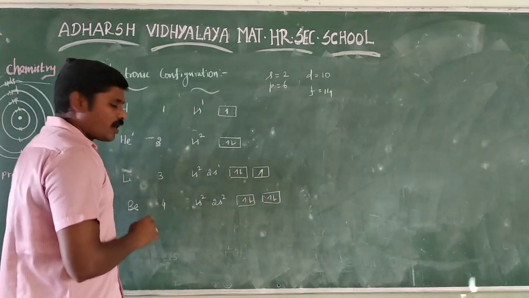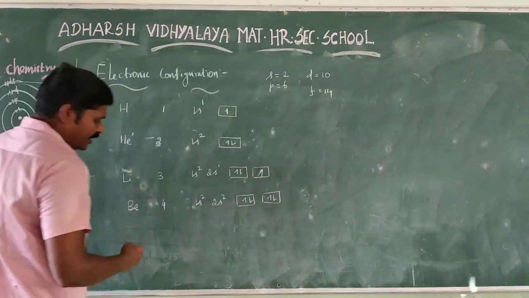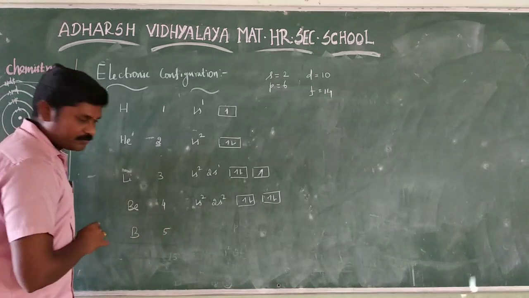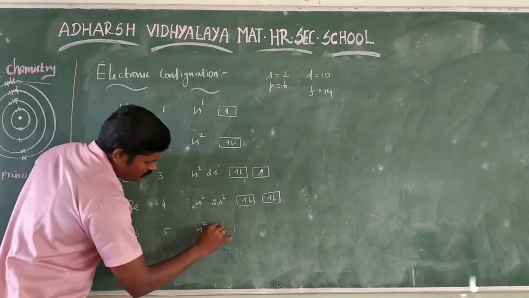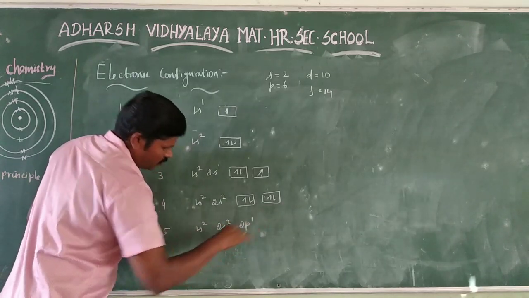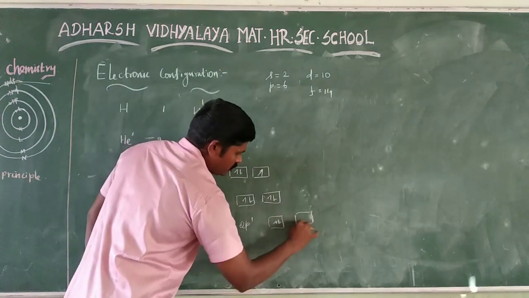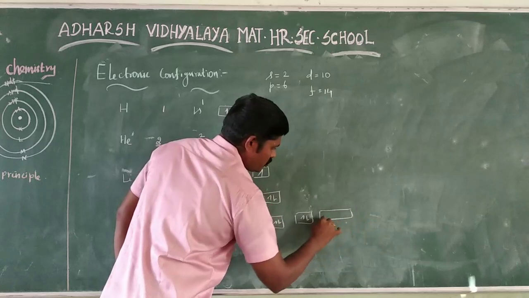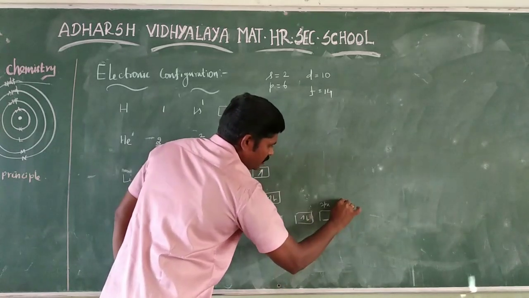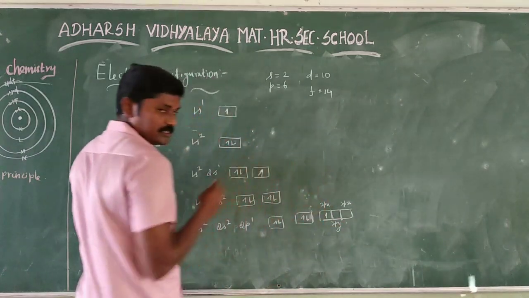According to Hund's rule, completely filled orbitals are more stable than partially filled orbitals. Boron, 5: 1s2, 2s2, 2p1. So 1s2, 2s2, and 2px, 2py, 2pz. The 2px orbital has 1 electron.